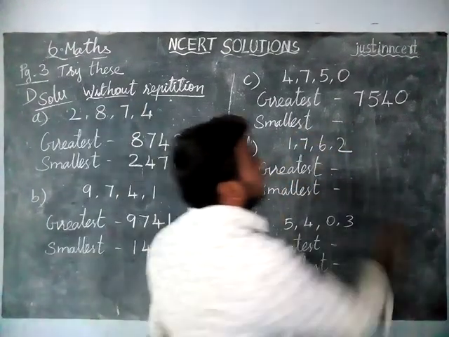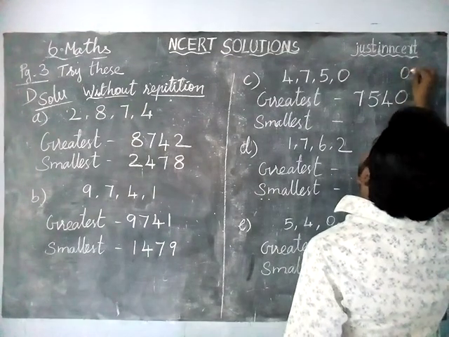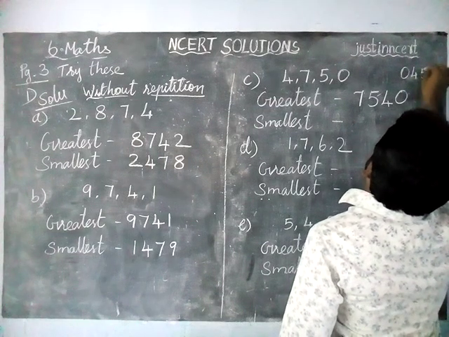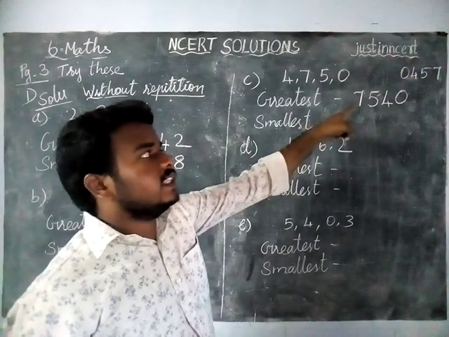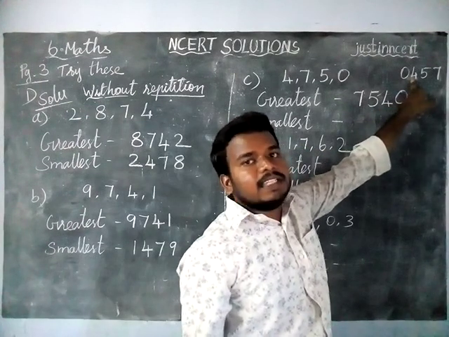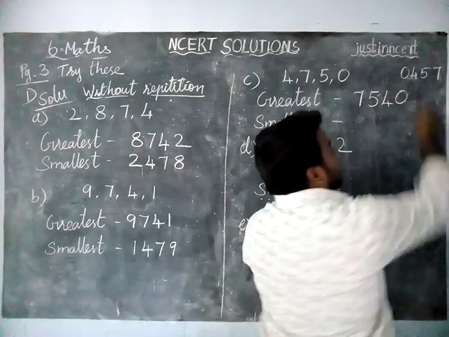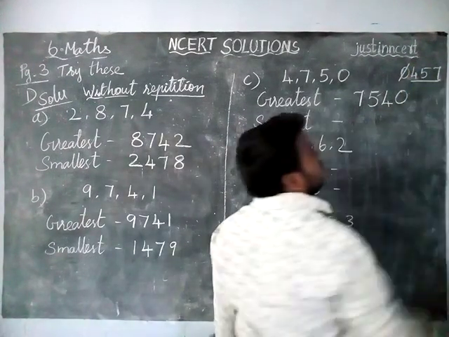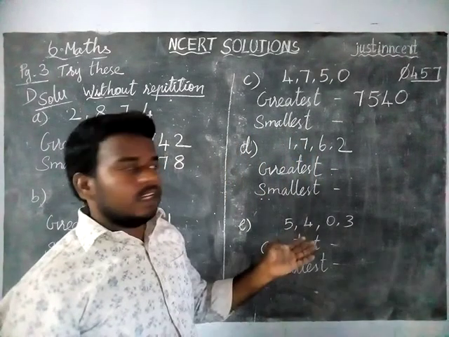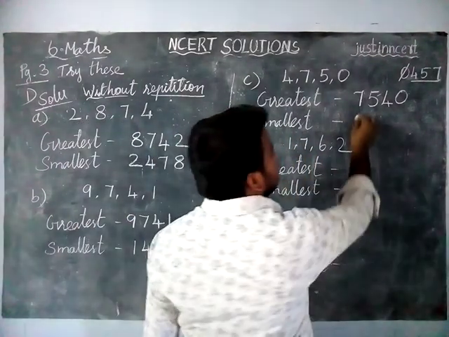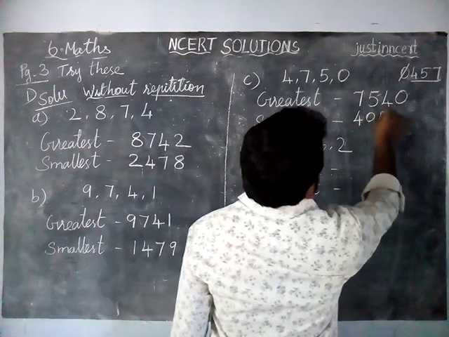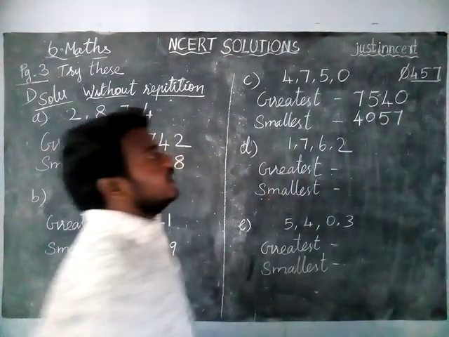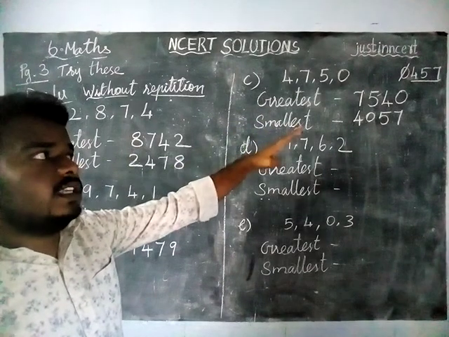See, I will write this number here. If we write 0, 4, 5, 7, the order is correct, but this is not a 4 digit number, this is only a 3 digit number. This 0 doesn't have value when it comes before the number. So the correct answer is 4057. So this is the smallest number in 4 digits.